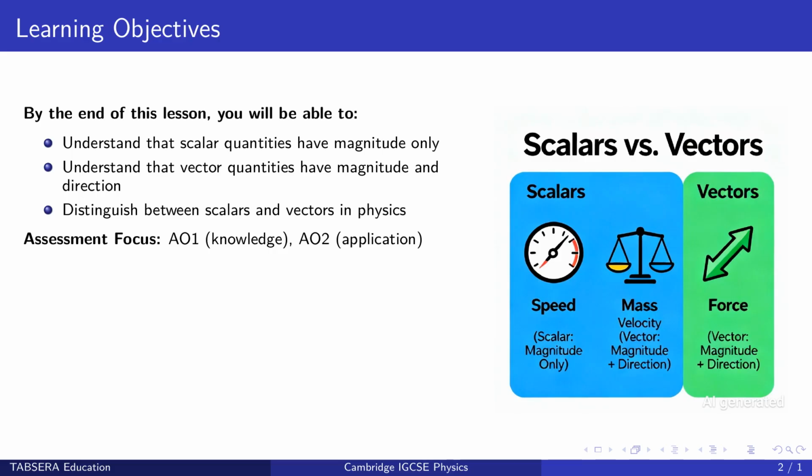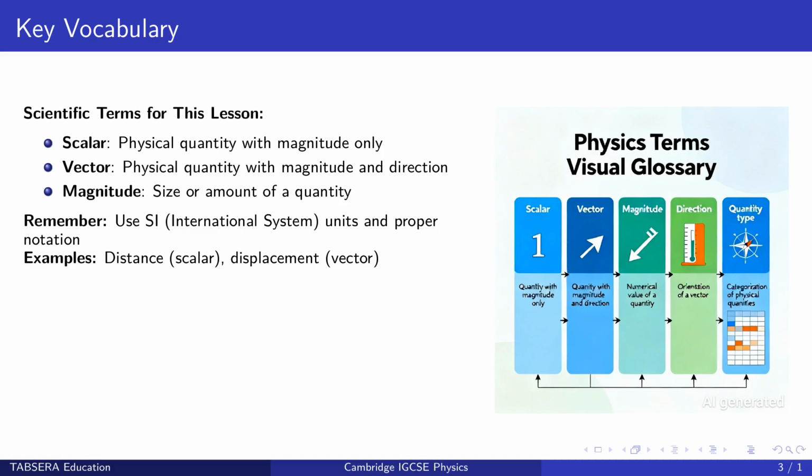These objectives align with Assessment Objective 1, which tests knowledge and understanding, and Assessment Objective 2, which tests application of concepts. Now let's define our key vocabulary. Each term is essential for understanding this lesson.